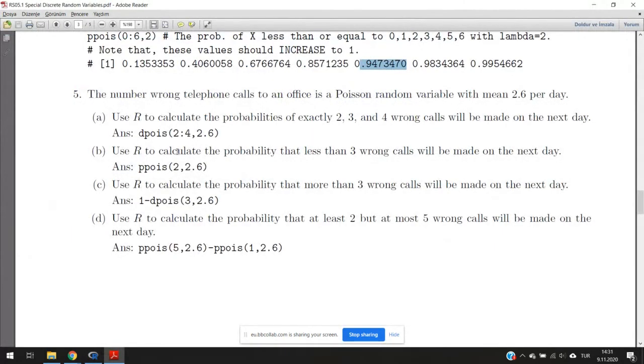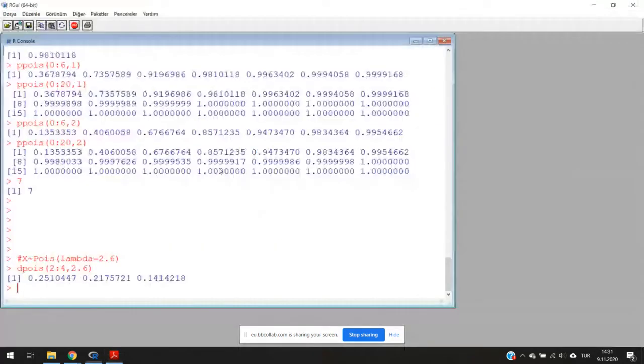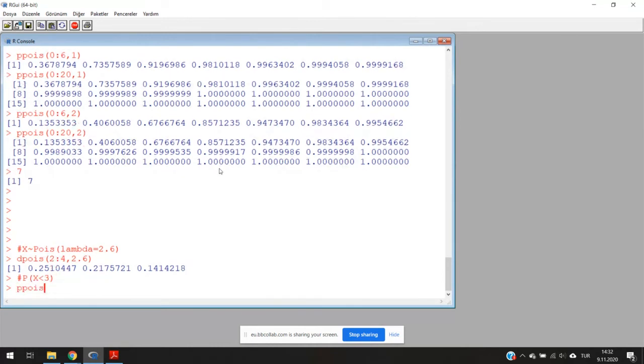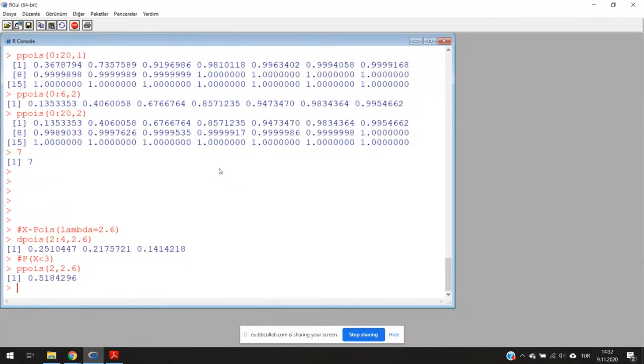In the second part, it asks for the probability that less than 3 wrong calls will be made on the next day. So in the second part of the question, it asks what is the probability of x being less than 3. So you see, it is not asking for less than or equal to probability. It is asking for less than probability, which means we need to calculate the cumulative probability up to point 2. Because the values less than 3 include 0, 1, and 2 only, not 3. So ppois at 2 with 2.6 would suffice for the required calculation, right?